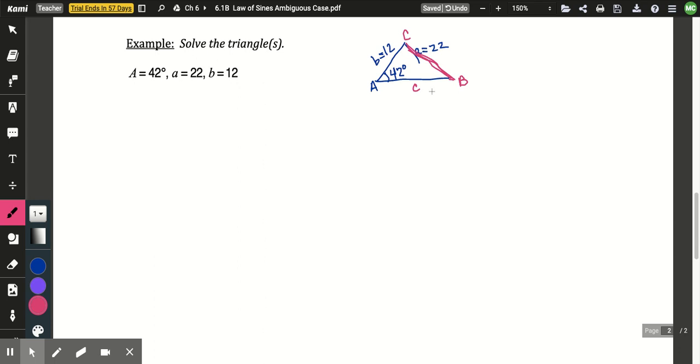Okay, so now I have to go about solving this triangle, and I'm going to use law of sines to do it. In order to use law of sines, I have to have a side and an angle that are related to each other. So on this one, I have side a and angle A. So I'm going to start my law of sines with that. I'm going to have 22 over sine of 42 degrees.